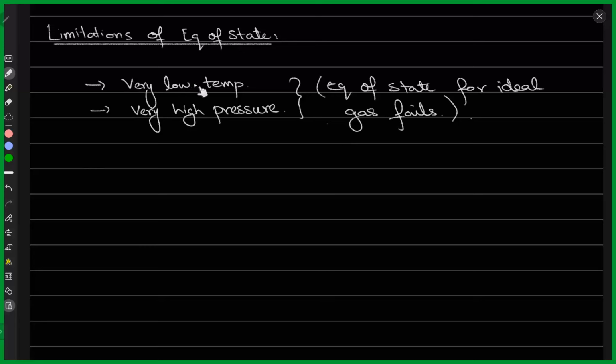So anyway, these are the limitations of the equation of state. It will not give you correct answers when the temperature is very small compared to room temperature, and the pressure is very high compared to atmospheric pressure. That's when the equation of state fails for the ideal gas. Okay, is that clear for everyone? Yes.